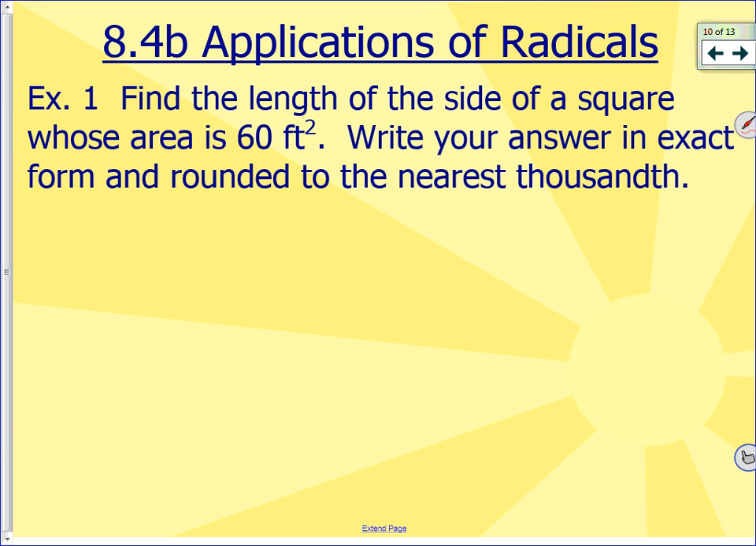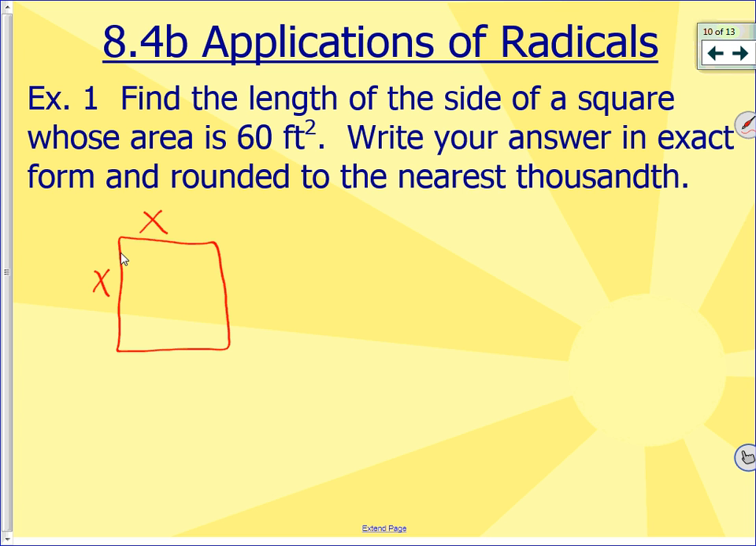Okay, so it says find the length of a side of a square. So I'm going to draw a square. If I label one of the sides x, what would the other side be? X. It's a square because all the sides are equal. That's the definition of a square.